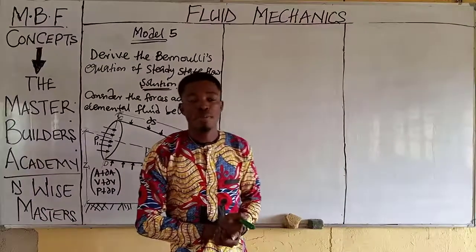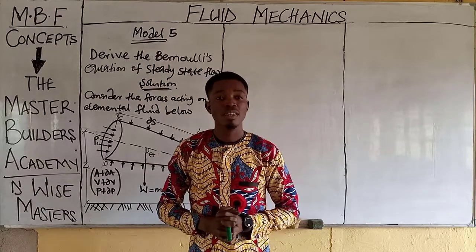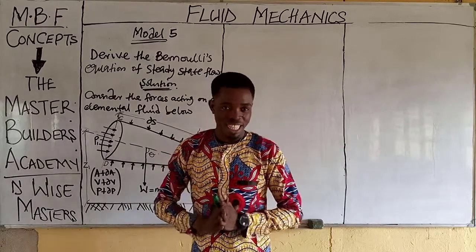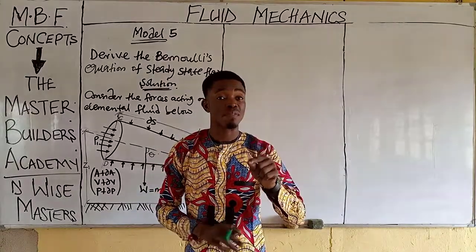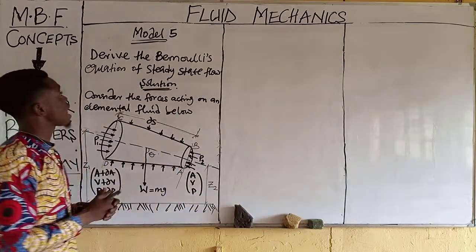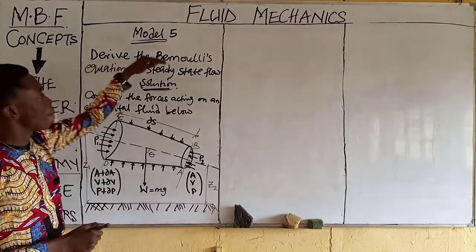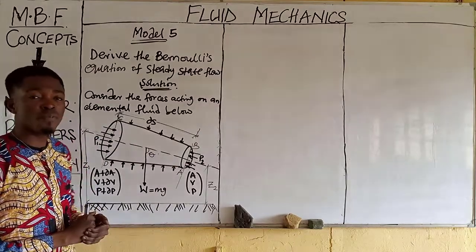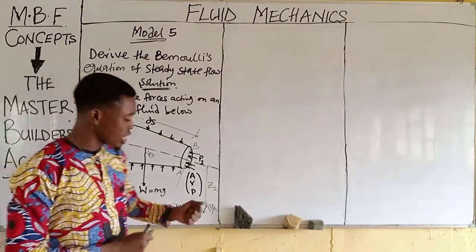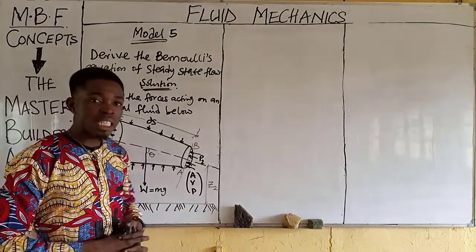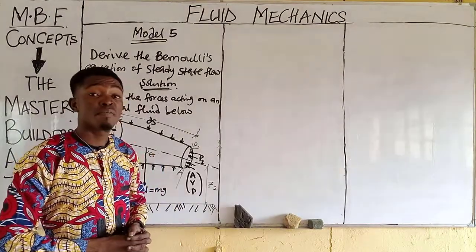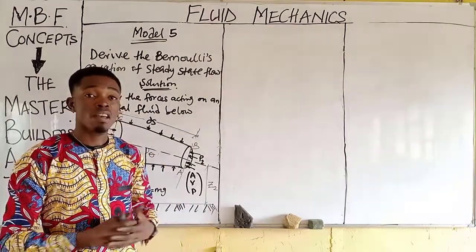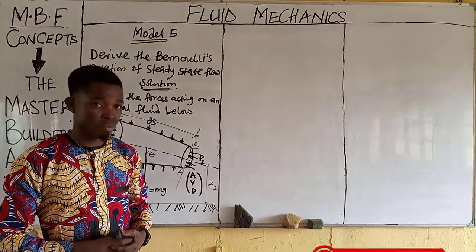Hello viewers, welcome back to this session. We want to start looking at model 5. Now on the board we have model 5. We are asked to derive the Bernoulli's equation of steady state flow. The Bernoulli's equation for steady state flow. This is very, very simple.